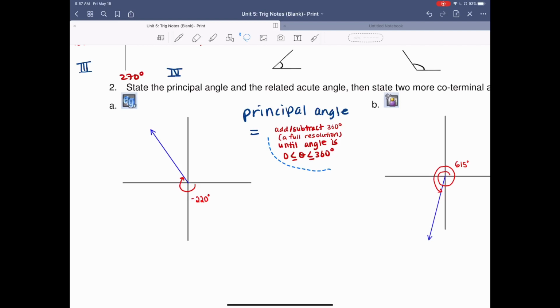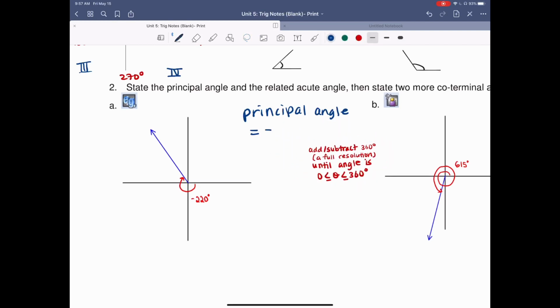And so I am going to write down my work, which is negative 220 degrees plus 360 degrees. Do you have to show your work on that every time? Probably not. I'm just showing you this time so that you know what I'm thinking in my head, so that I can conclude quickly that the principal angle is equal to 140.